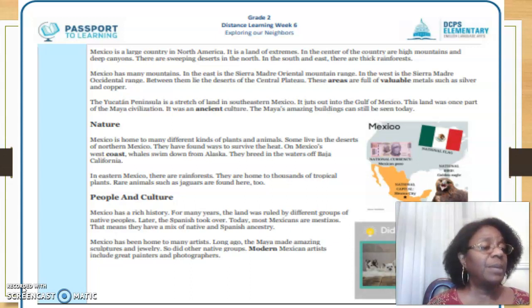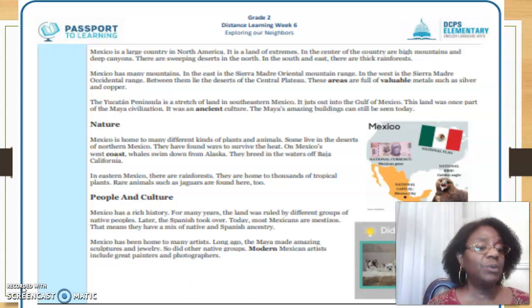Nature. Mexico is home to many different kinds of plants and animals. Some live in the deserts of northern Mexico. They have found ways to survive the heat. On Mexico's west coast, whales swim down from Alaska.